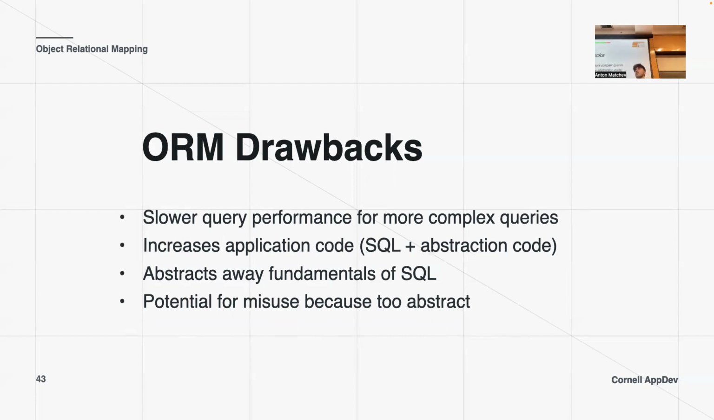Obviously, whenever you add another layer of abstraction, it's going to slow down whatever the thing is, because you need to translate the Python code down into SQL and then run that SQL code rather than just running the SQL code directly. And then you also increase the amount of code in your application. So now it's SQL plus that abstraction. And then there's also a potential for misuse because, as always, when something becomes too abstracted and there's not a lot of documentation, the meaning gets lost.